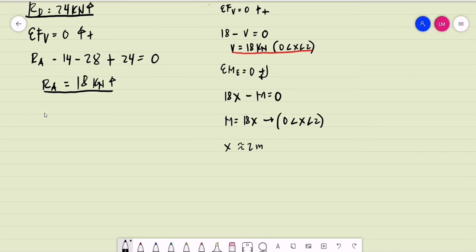What will be the magnitude of the moment? The magnitude of the moment will be 18 times 2 meters. We'll have a moment equal to 36. This is 36 kilonewton meter.